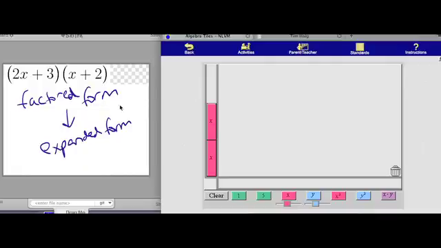We now need 3, so we'll use 3 1 squares and put them in the same channel right here. All right, now our other factored form expression, x plus 2, will go in this bottom channel. So we need 1x and we need 2 1s. Okay, so the Algebra Tiles website has created a rectangular space that if we fill will be our expanded form.